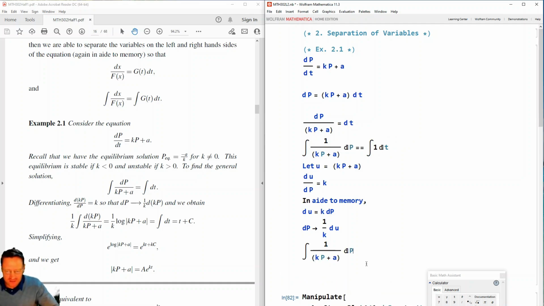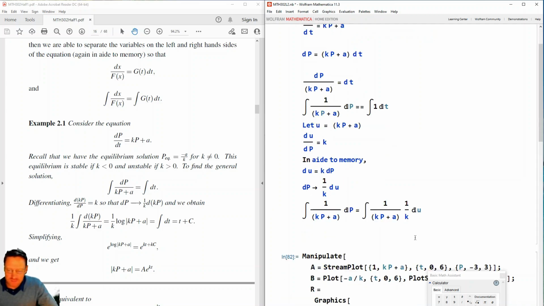So I want to make this substitution, replacing the dp with a du times a 1 on k. So let's introduce the 1 on k there, having made that substitution. And now remember, this over here is just u. Now that we've made that substitution, we can bring out the 1 on k because that's just a constant, just like this. And now we know the integral of 1 on u.